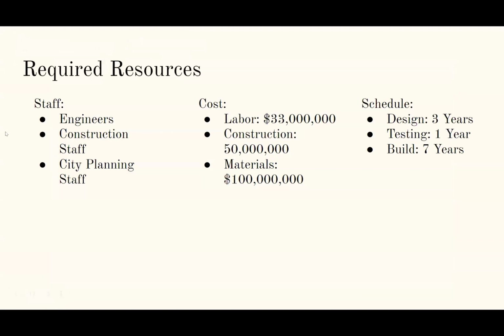So going into required resources, just so these are rough estimates. You would need engineers, construction staff, city planning, and for a rough estimate of labor, construction, materials, and then for a basic schedule, 3 years for design, 1 year for testing, and 7 years for building.